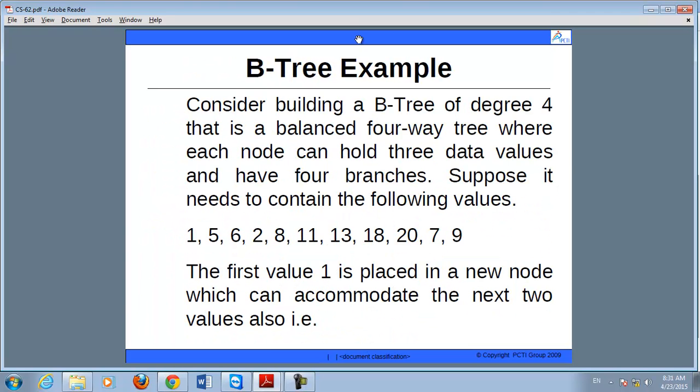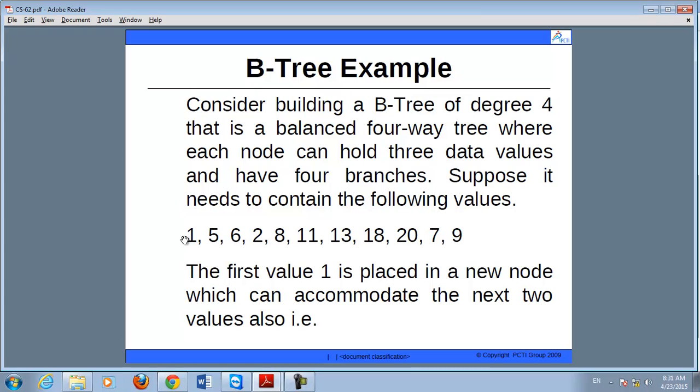You can see one example. Consider building a B tree of degree 4. There is a degree which is 4 given with the B tree, that is a balanced 4-way tree where each node can hold 3 data values. Because the order is 4, it means each node can contain 4 minus 1, that is 3 data values, and have 4 branches. And suppose it needs to contain the following values. If you want to insert these values in the B tree, then what will happen?